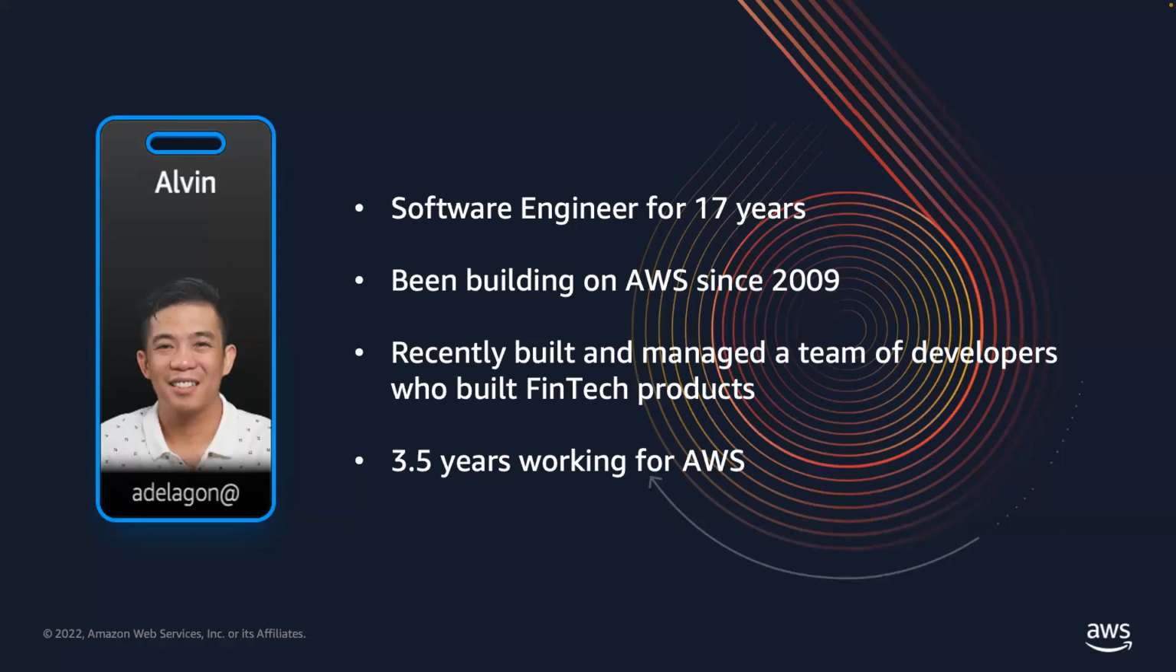Just a little bit about me. I've been a software engineer for 17 years now, which just goes to show how old I am. I've been building on AWS since 2009. AWS was quite simple back then. We only had EC2, S3, and EBS, but now we have around 200 plus services.